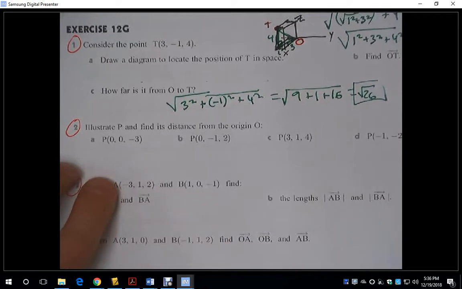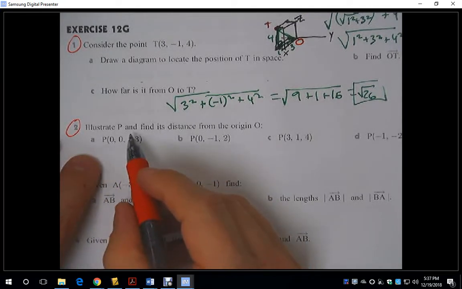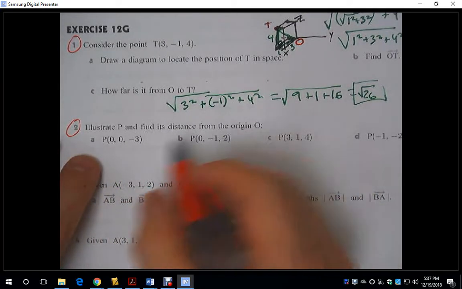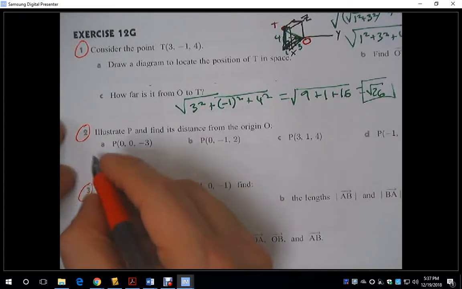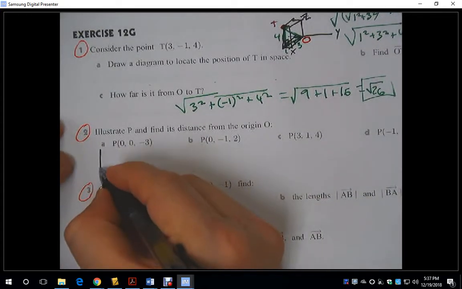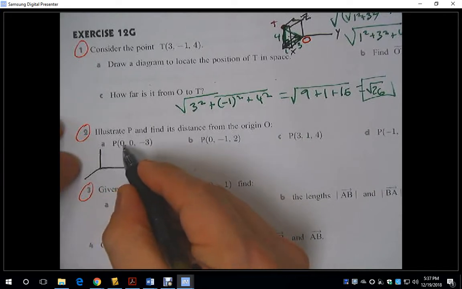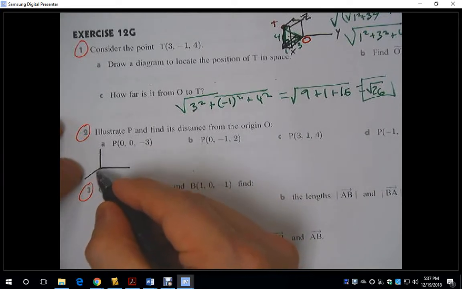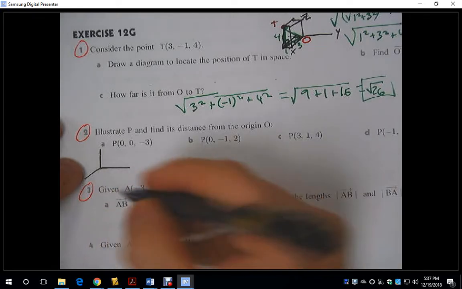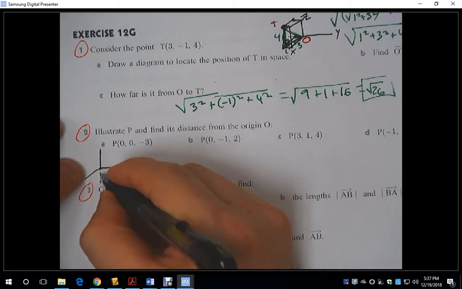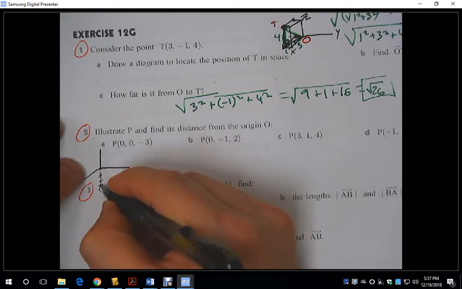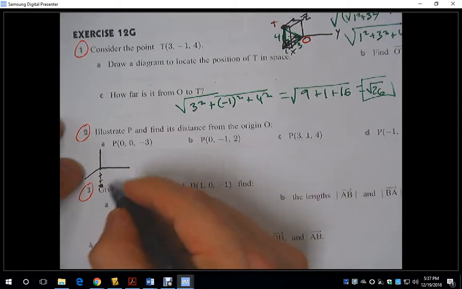Now let's look at number 2. It says illustrate P and find its distance from the origin. Well, if we wanted to illustrate this, we're going to draw our Cartesian grid. The first 0 represents our x value, that's towards us. The second 0 is our y value, which is to the right. So 0 spaces forward, 0 spaces to the right, and 3 units down. So that would be 1, 2, 3. We're looking at this particular point below the floor. This would be P.